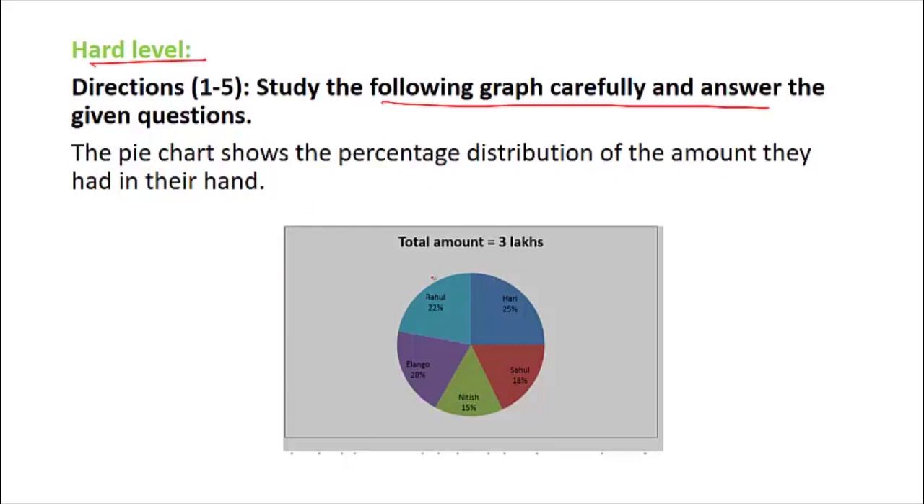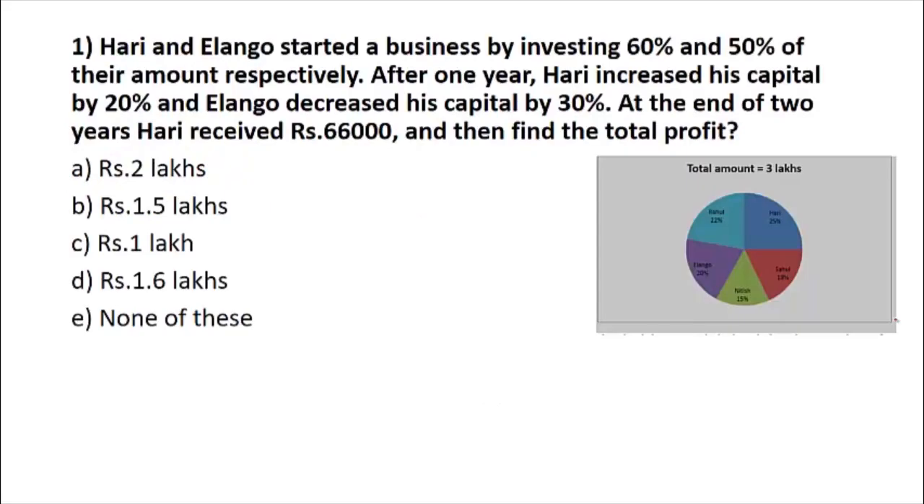So it is actually the amount that each of them has invested. The total amount they have invested is 3 lakh. From here you could divide that. 100% is 3 lakh, so 1% is how much? 3000. Okay, so let us take the first question, number 1.